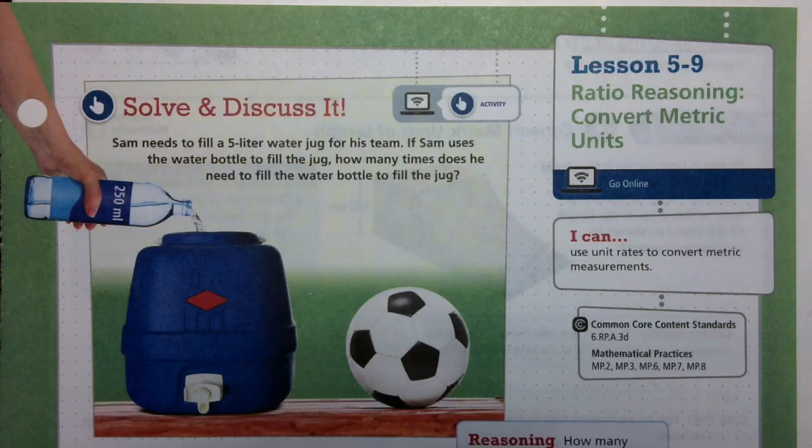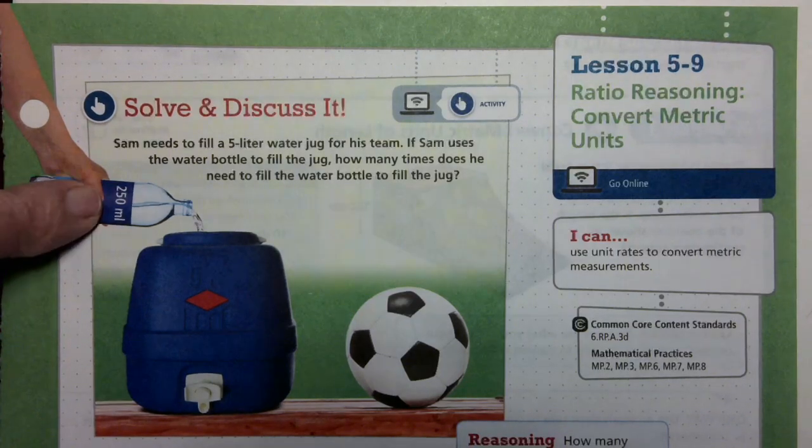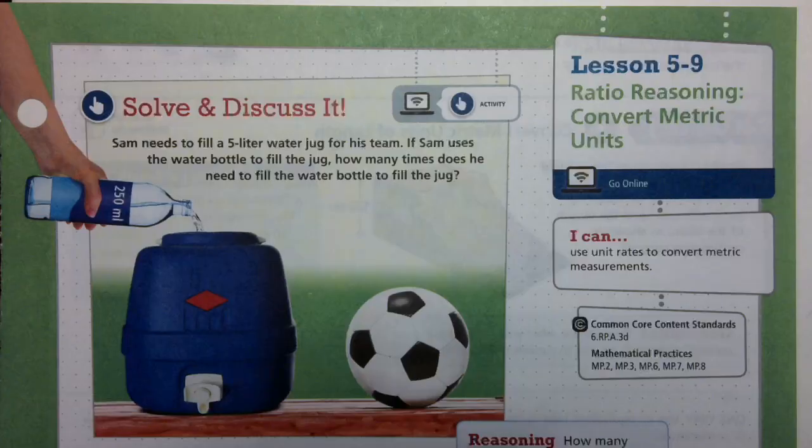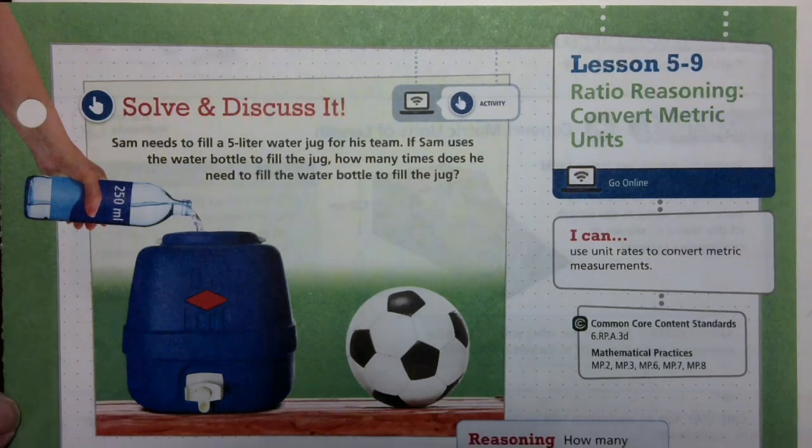Some size of metric to another size of metric, like we did yesterday, only we were in the U.S. customary system yesterday. All right, so on your solve and discuss it, Sam needs to fill a 5-liter water jug. Here's the water jug for his team. If he uses the water bottle, it holds 250 milliliters. Milliliters are little bitty. How many times does he need to fill the water bottle to fill the jug? So we need to know how many of these will fit into here.